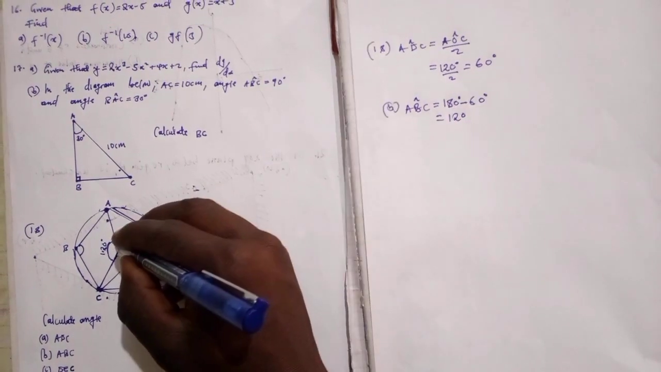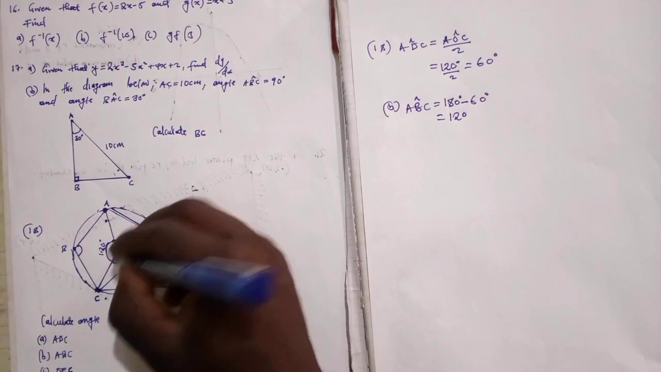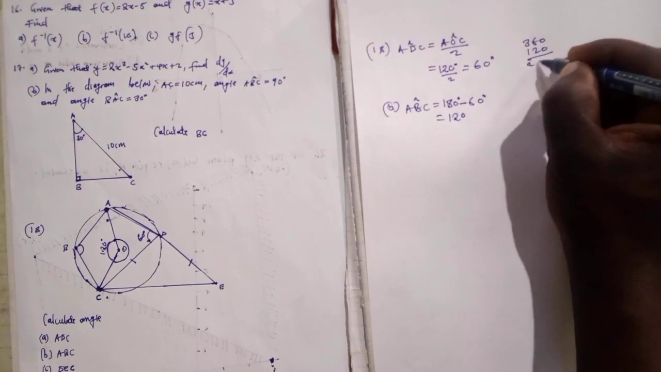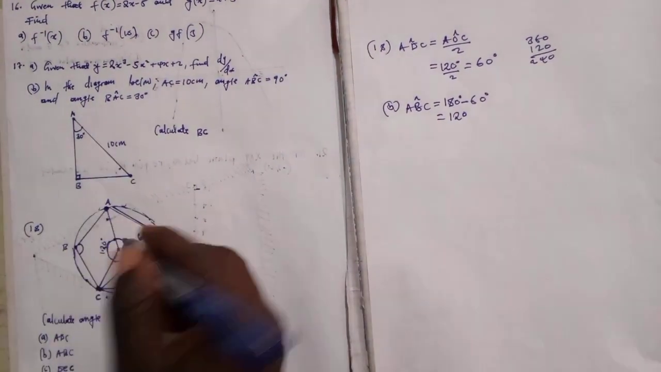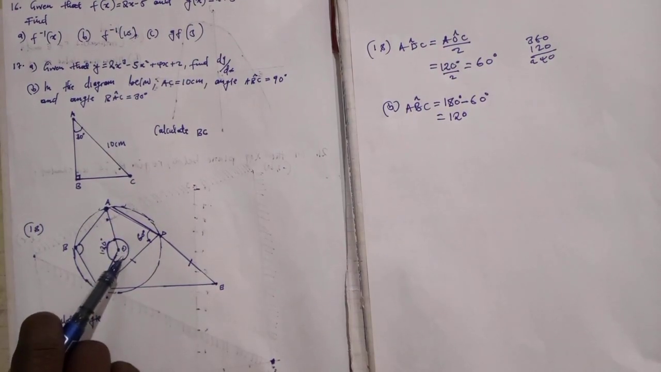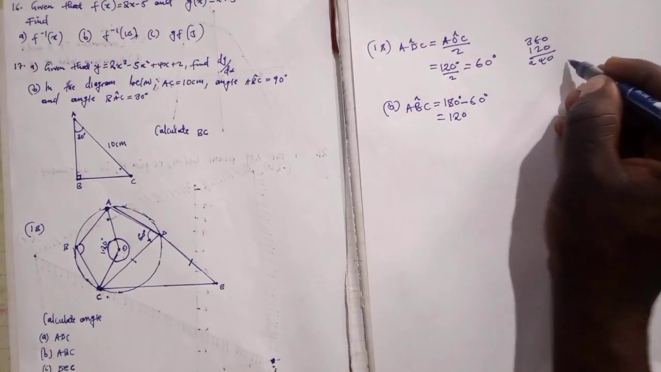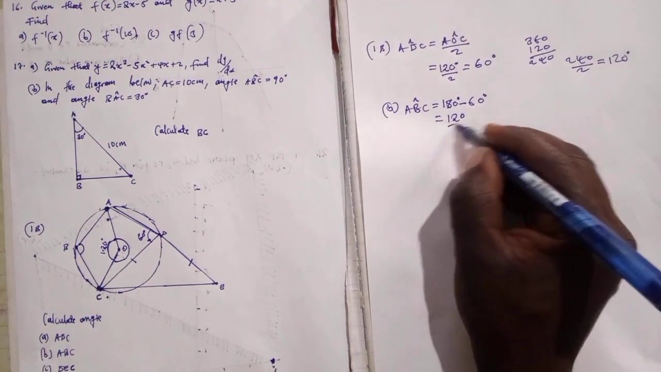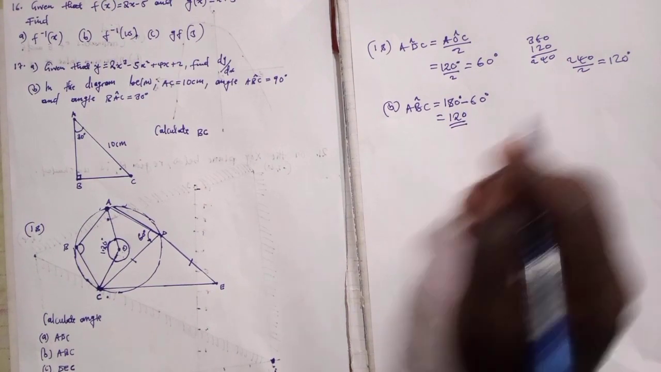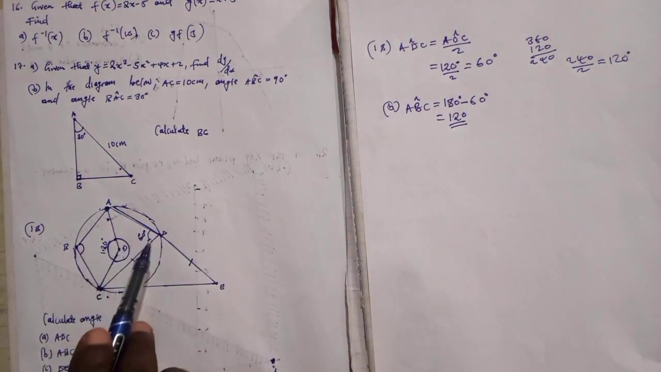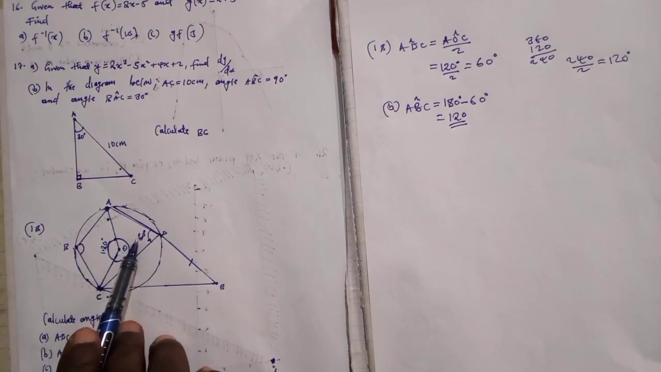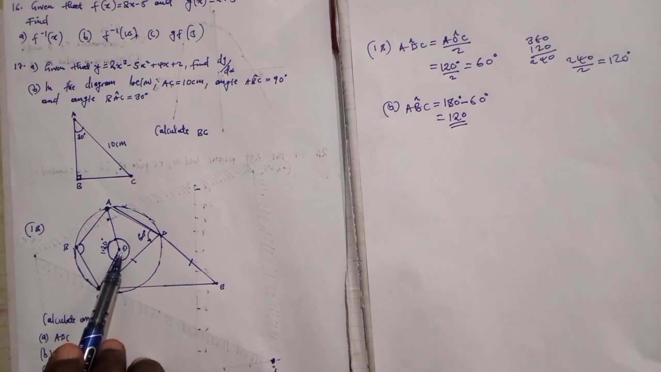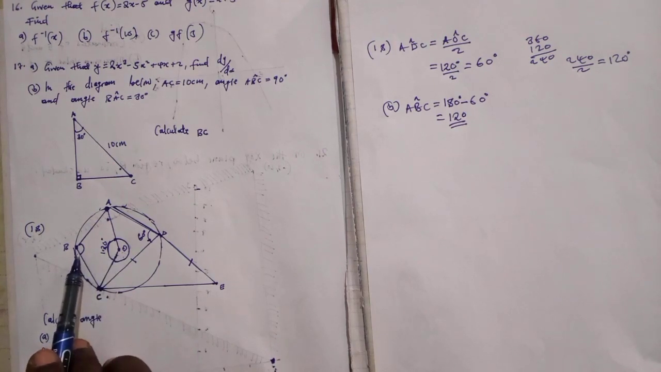If you want, you can say 360 minus 120, which is 240. Then this angle should be divided by 2 to get the angle. So 240 divided by 2 gives us 120. So these angles can be found in different ways. But for us, we used the property which says angles in the quadrilateral add up to 180. Or you can say 360 minus 120, which is 240, and 240 divided by 2 is 120.